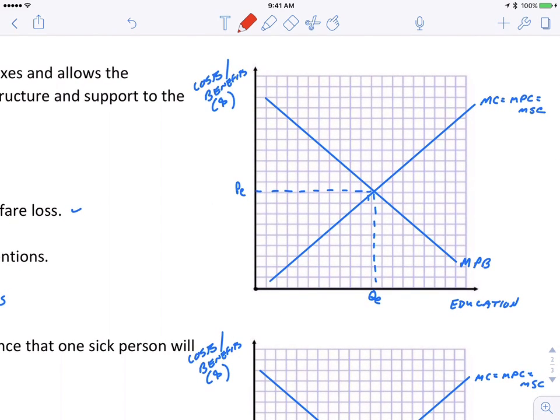Here we've got our new graphs that started. The marginal private benefit curve is too low. We see an increased marginal social benefit.